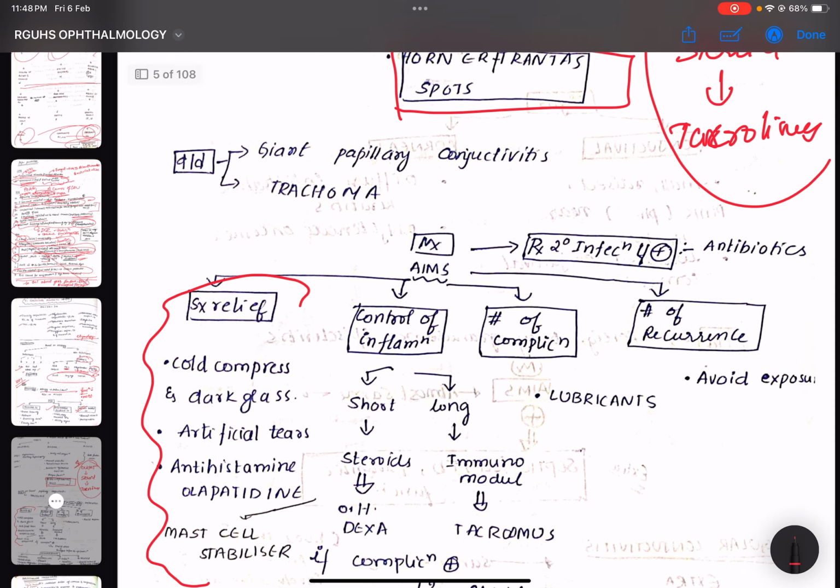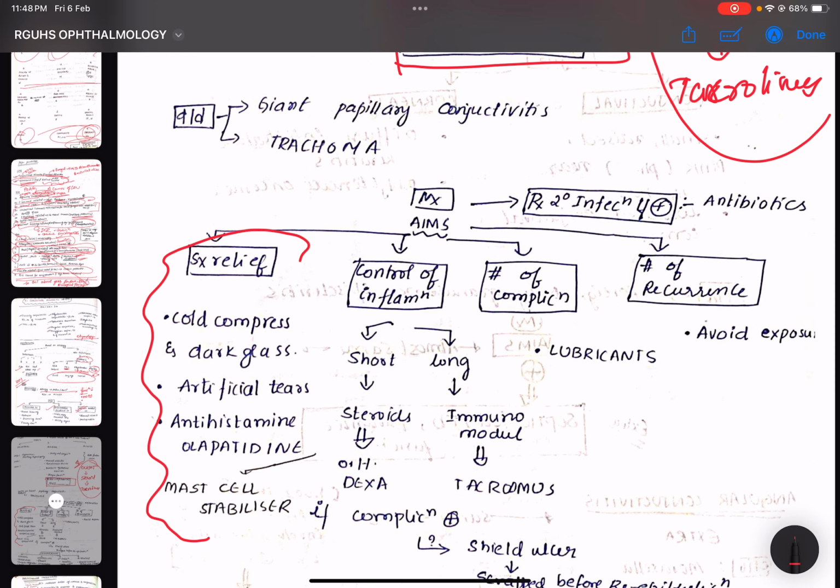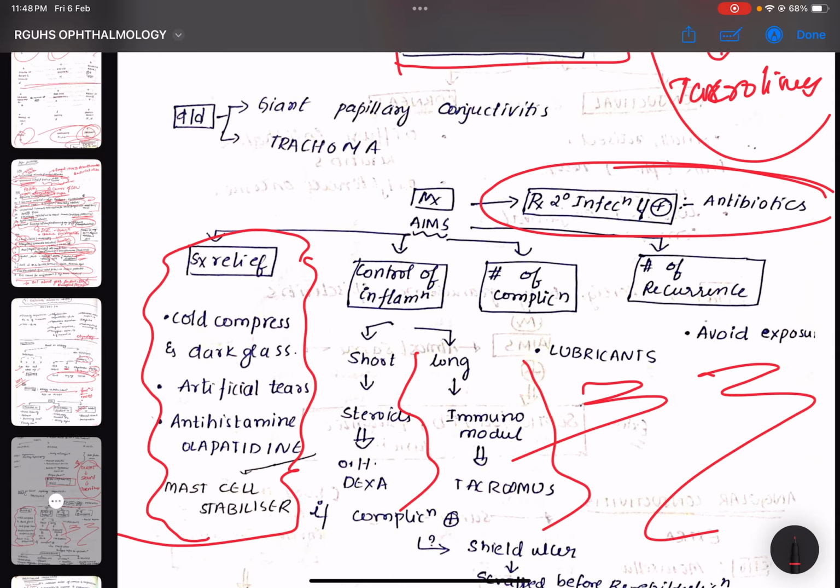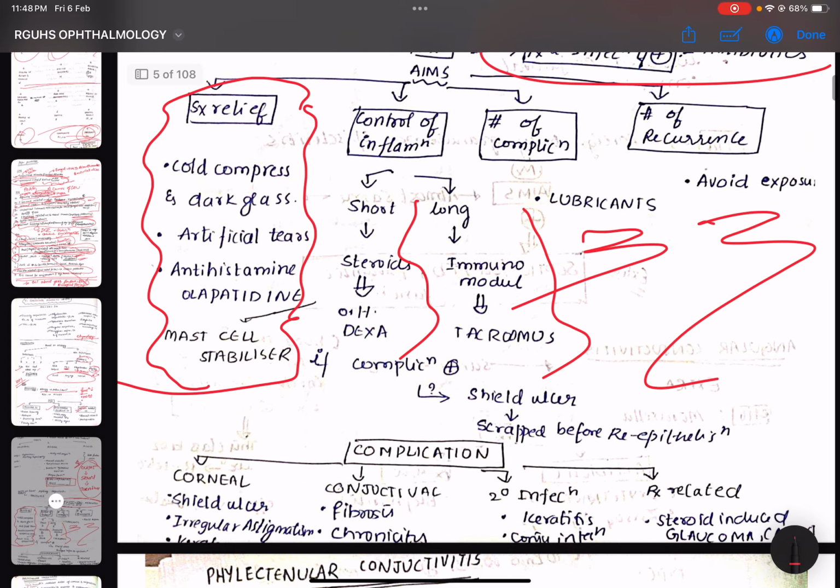For example, you will base it on how you give symptomatic relief. Obviously, we will write about all these things. Then how will you control the inflammation? If it's short term, you have to give steroid. Long term, you will give tacrolimus. To prevent complications, the major complaint is itching, so you have to give lubricant. To prevent recurrence, you have to avoid the exposure. Always it's very safe to mention to treat secondary infection, if present, with antibiotics.